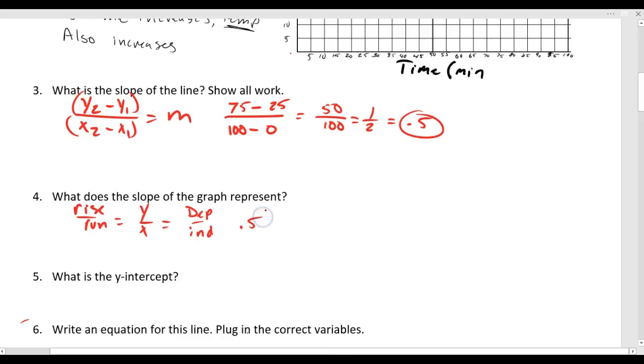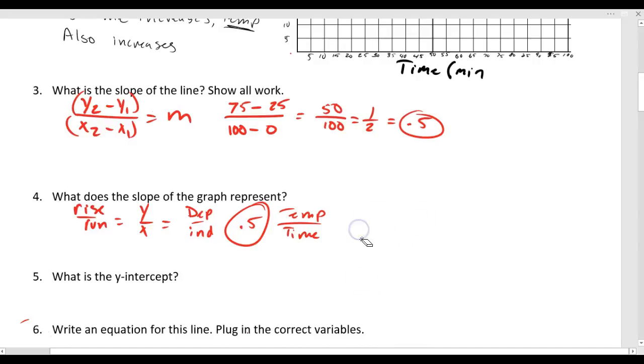Now if we have a slope of 0.5, let me rewrite this in this manner. Our dependent variable is temperature. Our independent variable is time. What this 0.5 tells us is that for every minute that passes, temperature will increase by 0.5 degrees. Let me repeat that. For every minute that passes, our temperature will increase 0.5 degrees. Now if we had it reduced to 1/2, same thing. For every 2 minutes that pass, 1 degree Celsius will increase. So that's how we read this.